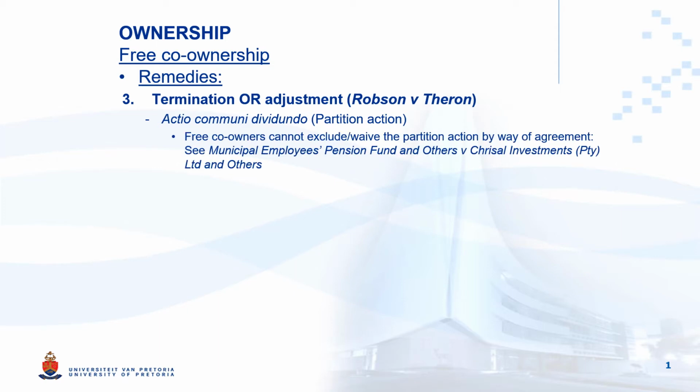Now, an agreement that the free co-ownership may never come to an end cannot exclude or waive the actio communi dividendo from being available to co-owners. In other words, it will be an invalid agreement as co-owners have the inherent right to terminate their co-ownership, and this right cannot be excluded or waived by way of agreement. Please see the case of Municipal Employees Pension Fund and others versus Crucial Investments. It's a 2022 case. It's not prescribed, but there it's really emphasized or highlighted this idea that free co-owners have the right to terminate or adjust their co-ownership relationship, and that they cannot contract out of it.